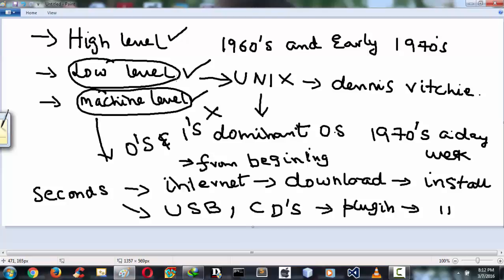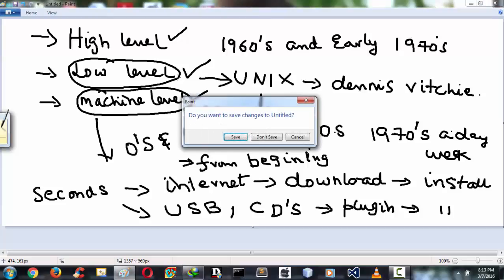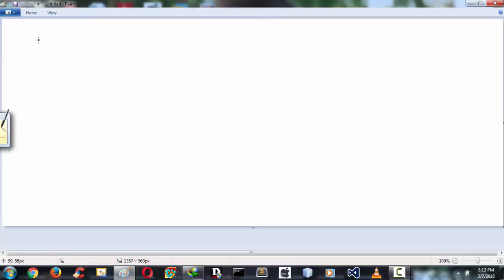Then they were only left with low level languages like assembly language. That's what they did before the 1970s, before the birth of C language. But there is a problem here. So let me take a new window. In the previous discussion we have learned that.